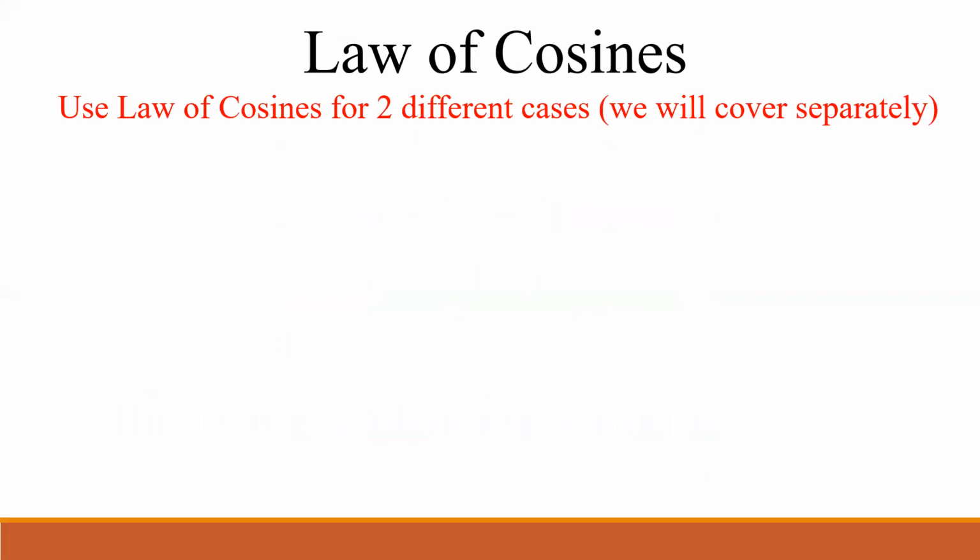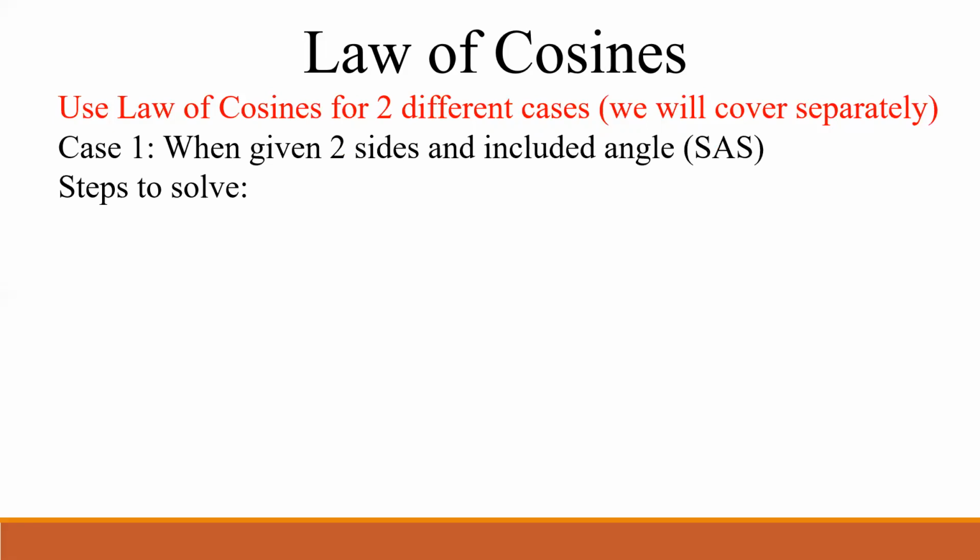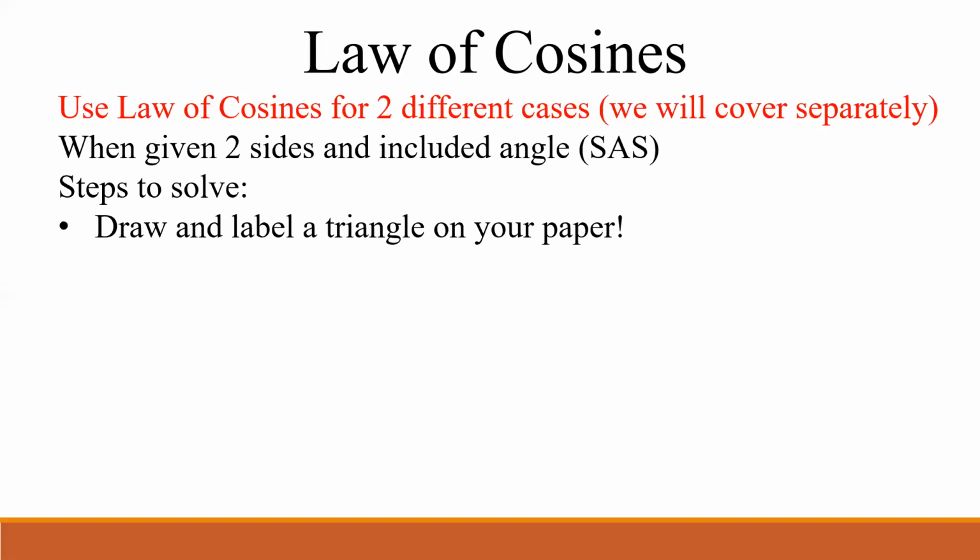So let's take a look at when we use the law of cosines. There are actually two different cases, and I'll do an example of each case. The first case is when we're given two sides and the included angle. I'll talk about that in just a second when we start doing the example. The steps are very similar to what we did with the law of sines. We definitely want to draw a triangle and label the sides of what we know and what we don't know.